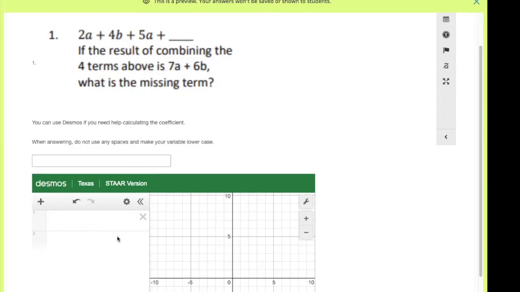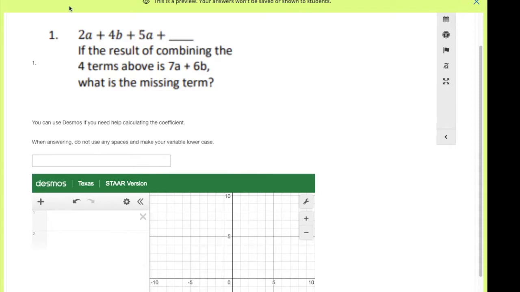I just wanted to quickly go over some of the more frequently missed questions on your combining like terms assignment, so that as you complete this makeup assignment, you're not making the same mistakes that your peers or even you made the first time around. This first question says 2a plus 4b plus 5a plus blank. If the result of combining the four terms above is 7a plus 6b, what is the missing term?